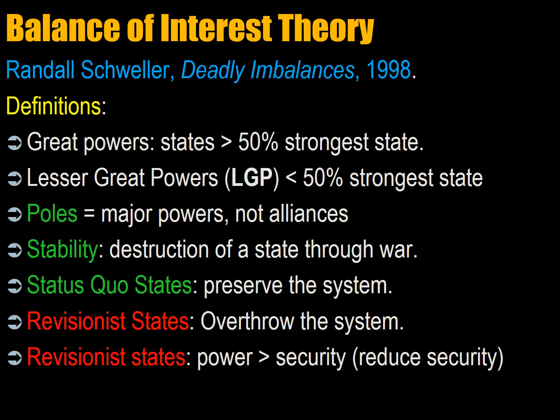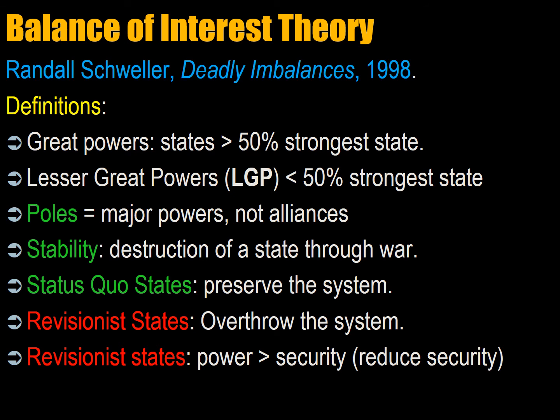Now, balance of interest theory. This is a theory developed by Randall Schweller in his book Deadly Imbalances, written in 1998. So great powers are all states that include the most powerful and all other states that are no weaker than 50% of the power of the top state. So this is the membership of the international system. There are lesser great powers, and they have the remaining significant states that fall below or above the 50% threshold. Poles within a system are major powers for Schweller. They're not alliances. Stability is the likelihood in the system of the destruction of a state through war.